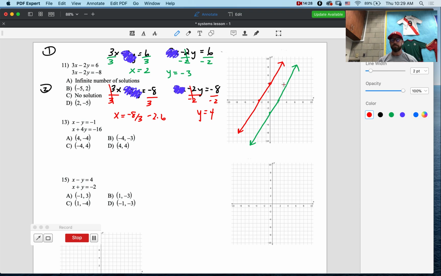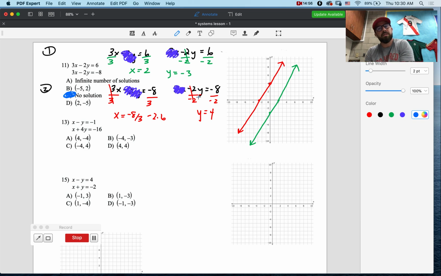Okay, what do we notice? Do they intersect? No, they don't intersect. So this is kind of a preview to our next video, which is if they don't intersect, our answer is going to be no solution. These lines never touch, they never cross. They have the same slope, they're parallel. So our answer here is actually no solution because they never touch.